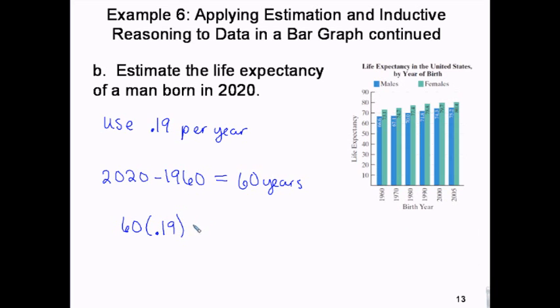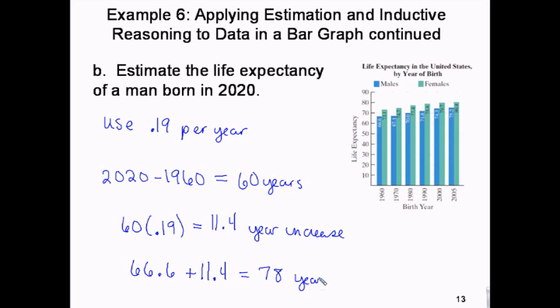And so for men born in 2020, wait, did you say 40 and then 40 more? 40 and then 20. It'll be an 11.4 year increase. So I'm going to take that 66.6 and add 11.4 to it, and I'm going to estimate that they should be about 78 years old when they die. That's the average life expectancy, yeah.